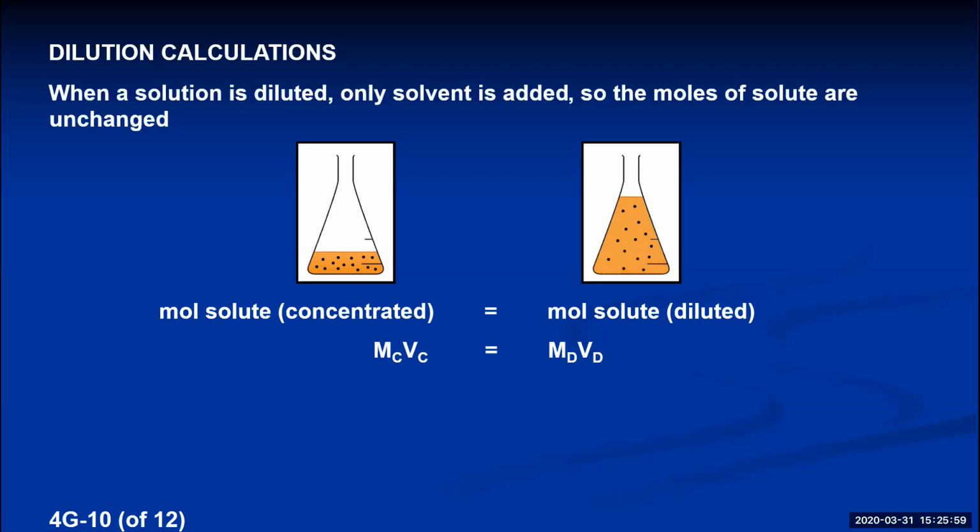Now, if you want to do this M1V1 equals M2V2, I have no problem at all. That works perfectly fine. But I use the C's and the D's as the subscript just to visualize that this is a concentrated solution and a dilute solution, and they're related to each other.